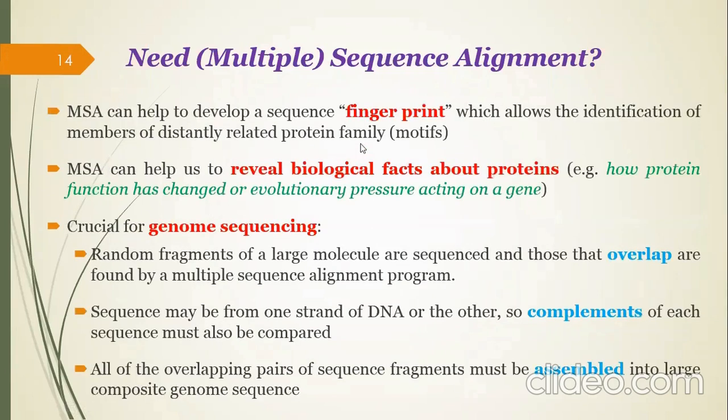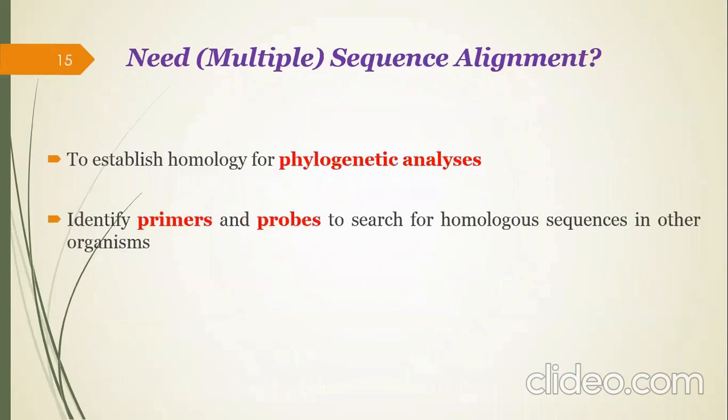So first of all, if we want to identify a fingerprint or conserved motif within a protein family, we can go for multiple sequence alignment. If we want to know biological facts or the evolutionary history of a protein, we go for multiple sequence alignment. For genome sequencing, for assembly, for overlapping sequences, for complementary region identification, go for multiple sequence alignment. If you want to have a phylogeny, go for multiple sequence alignment. If you want to design primers, probes, you go for multiple sequence alignment. Is it clear? Yes, sir.